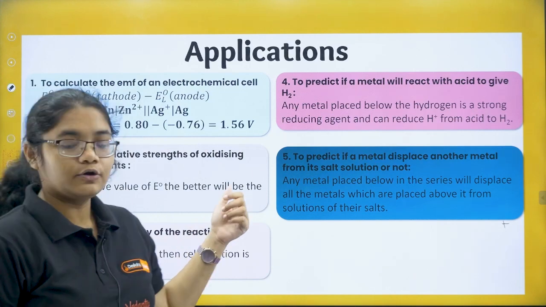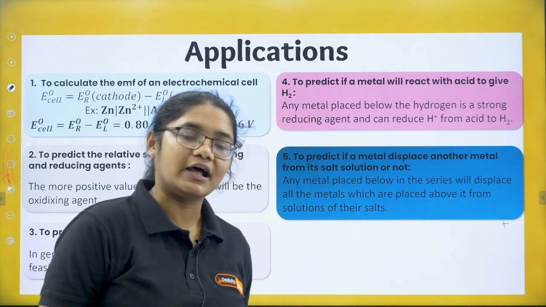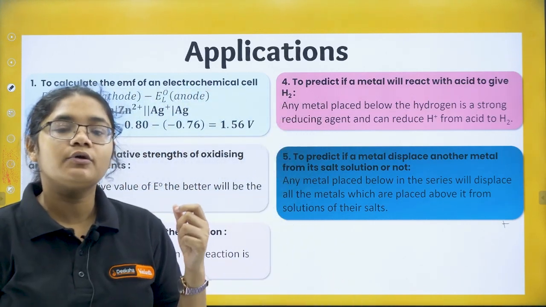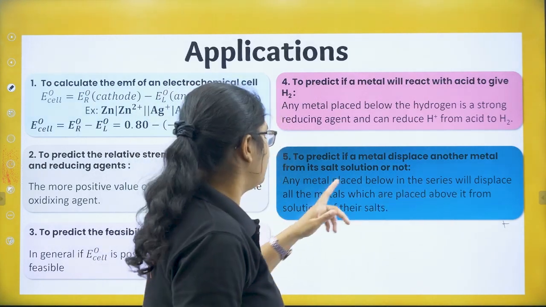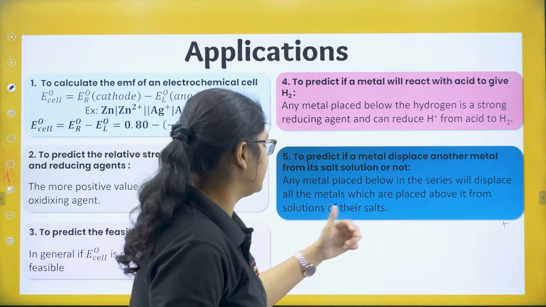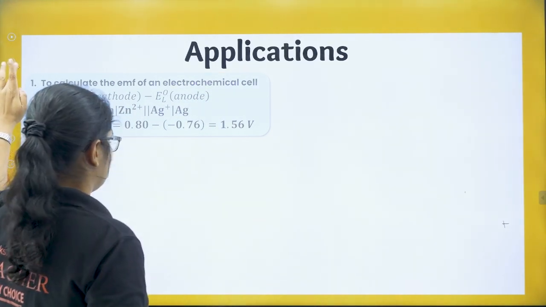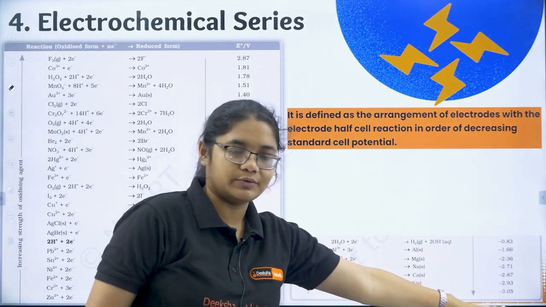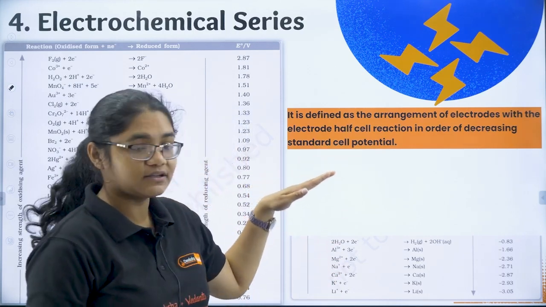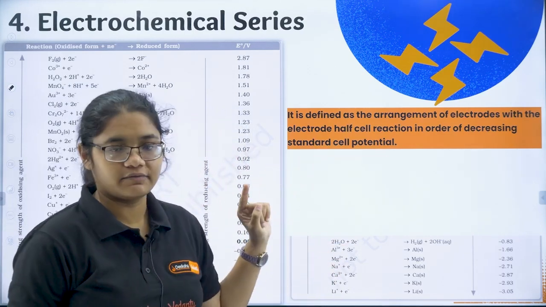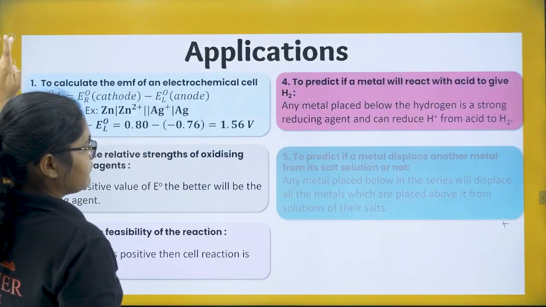Next, to predict if a metal can displace another metal from its salt solution. This we have studied in class 10 also, the reactivity series, right? Any metal placed below in the series will displace all the metals placed above it from their salt solutions. If you see here, let's go back. Lithium is the lowest, right? So lithium can replace all these metals from their salts. Potassium can replace all the metals above it. Calcium can replace all the metals above it based on the reactivity series. Okay, fine.